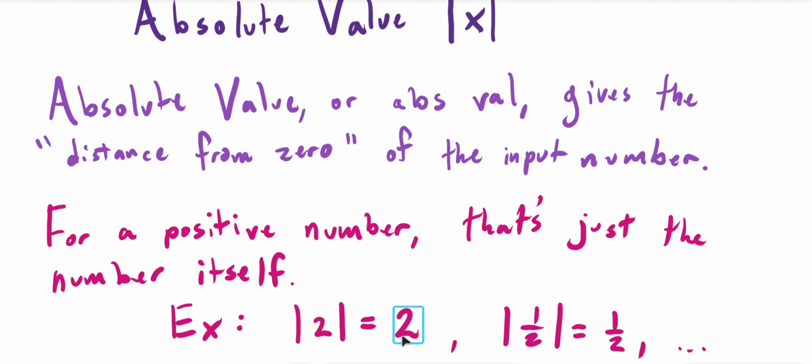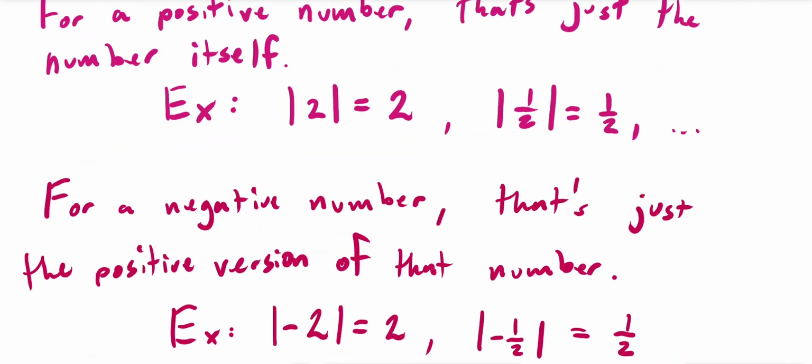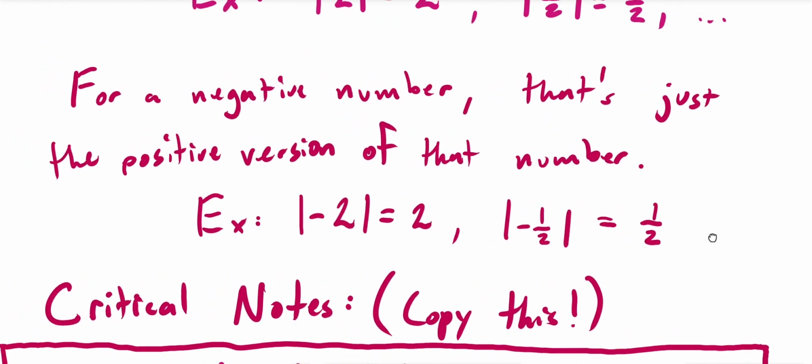And for positive numbers, that is the number itself. We would say that 2, the number, is 2 units in distance from 0. And 1/2 is just a half of a unit away from 0. Where we have to change something is if it is a negative number. The distance of negative 2 from 0 is positive 2. And the distance of negative 1/2 is positive 1/2.